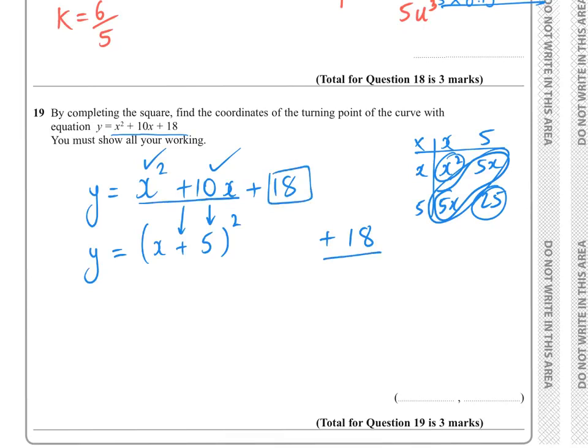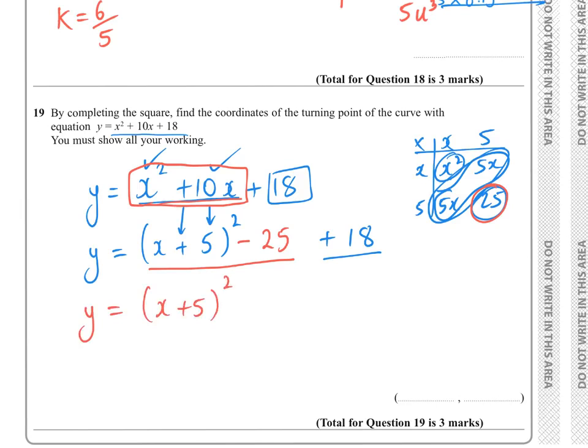So because we have a 25 when we times x plus 5 by itself, we didn't have that value here, so we have to take that 25 away. Then this is exactly the same as this. So we then have y is x plus 5 all squared minus 25 plus 18 is minus 7.